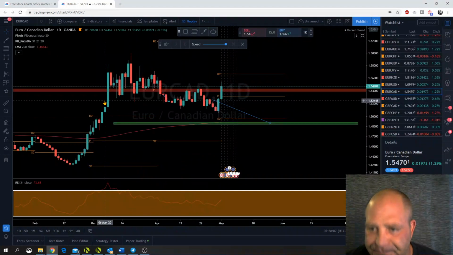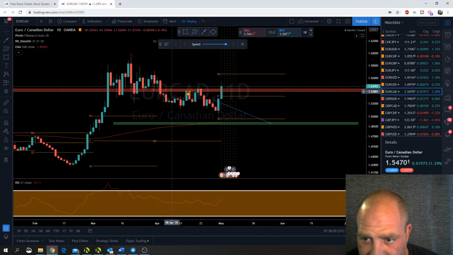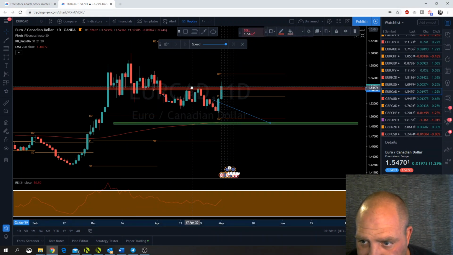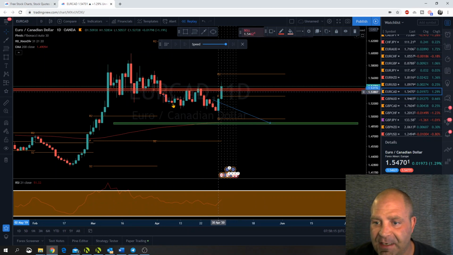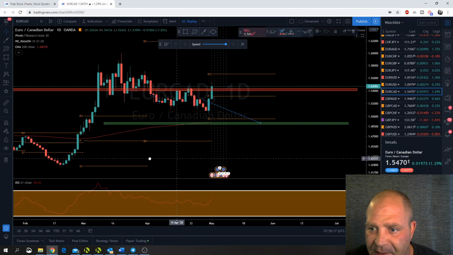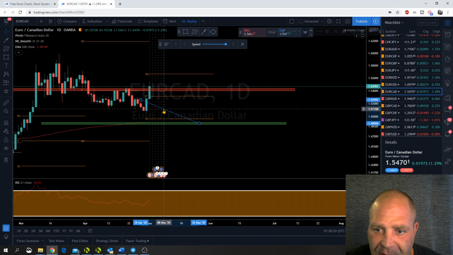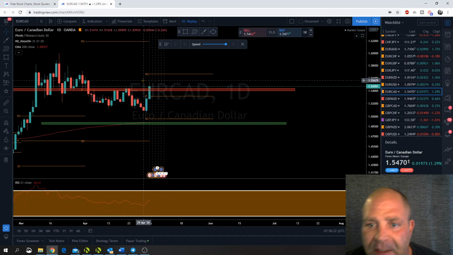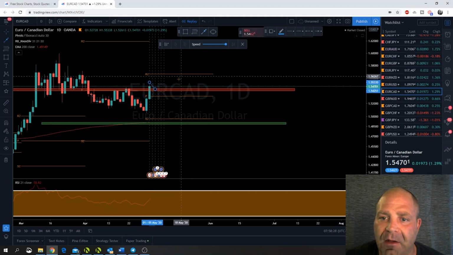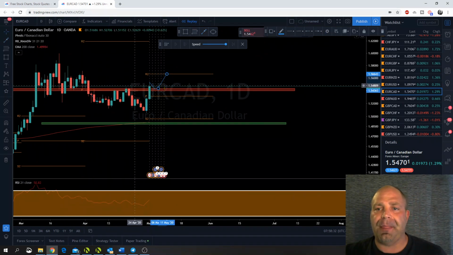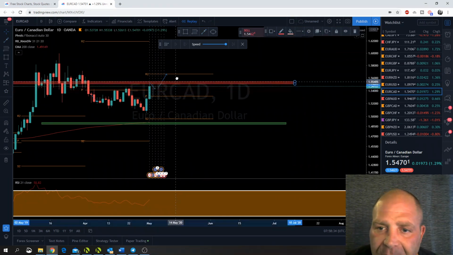Euro CAD. Okay, so we have a pretty good indication that we've broken this area of resistance. You can see I was completely wrong last Sunday. So I like this off a retest, which it's well on its way to, and then bam. So here's how we do that.